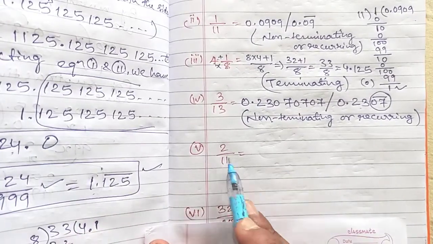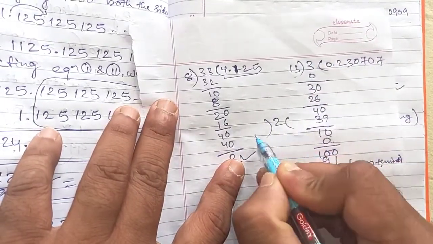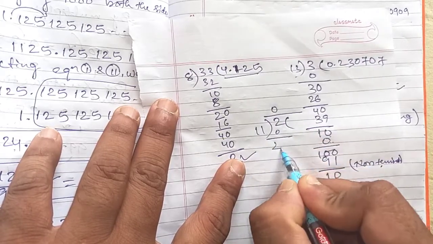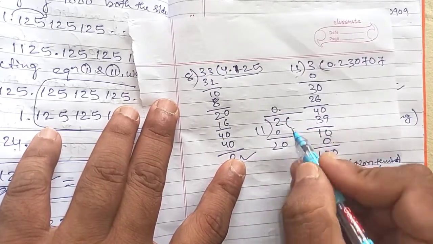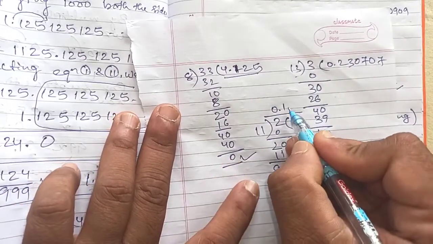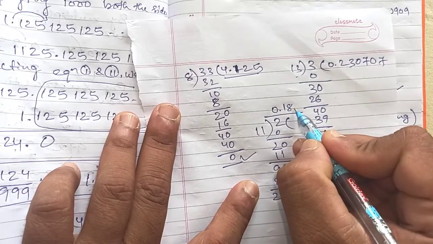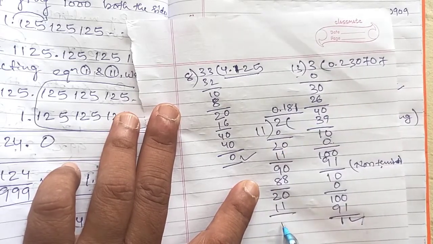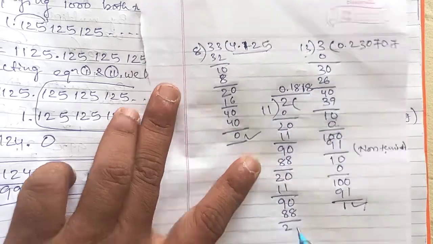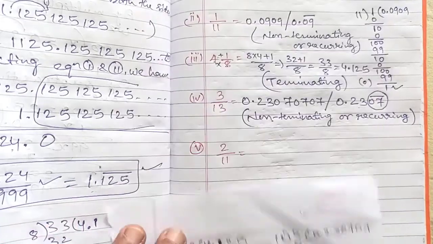Next is given 2 by 11. So we have to divide 2 with 11. 11 zeros are 0, 2 carry, put a decimal, write 0 here, 11 ones are 11, 9 carry, 90, 11 eights are 88, 2 carry, 20, 11 ones are 11, 9 carry, 90, 11 eights are 88, 2 carry. So that means the remainder is not 0 and 18 is repeating.